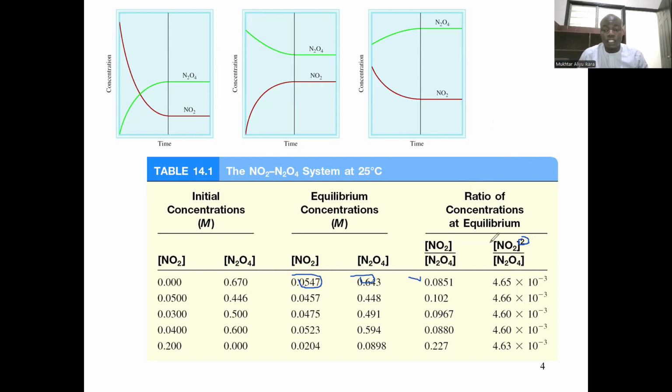Here we have the concentration, this bracket. Whenever you see this bracket, it means concentration in chemistry. So we have the concentration of nitrogen dioxide, raised to the power of 2, divided by the concentration of dinitrogen tetraoxide. If you take this equilibrium concentration, square it, and divide it by 0.44643, then you get this. This is how to calculate the ratio of concentration at equilibrium.